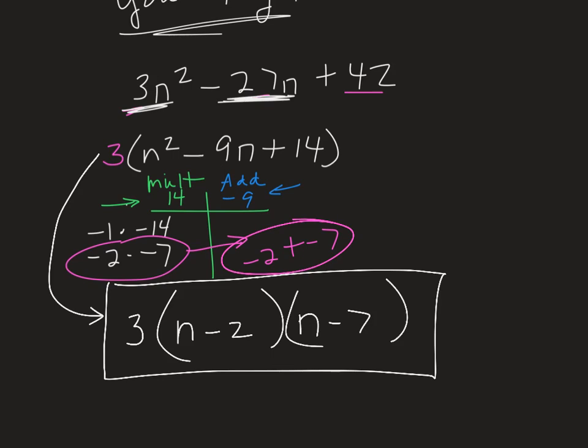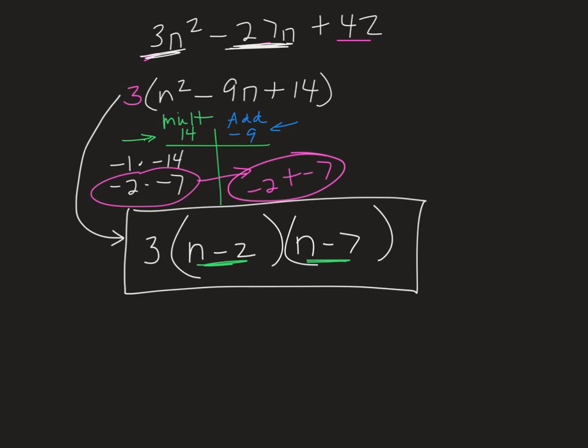I should note for the record also, because I get this question from a lot of people, it doesn't matter what order you put those in. You just as easily could have said 3 and then n minus 7 and then n minus 2. So it does not matter if yours was in a different order from mine. That's fine, because it really means the same thing.